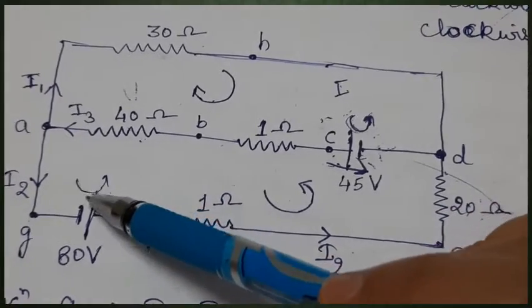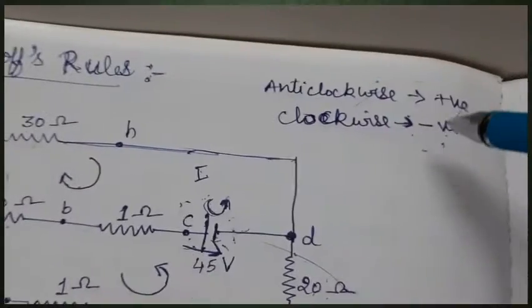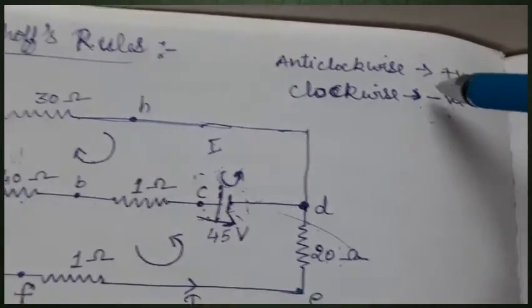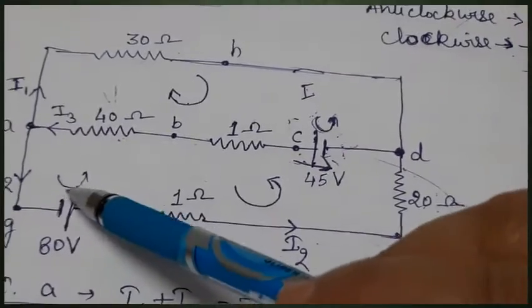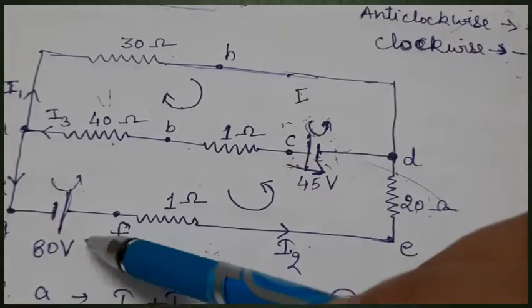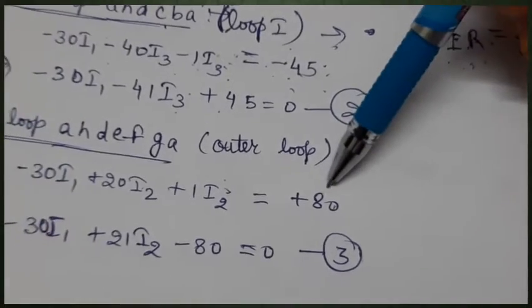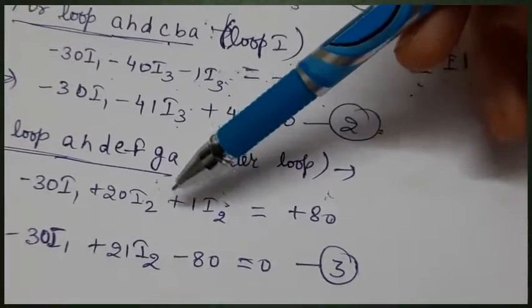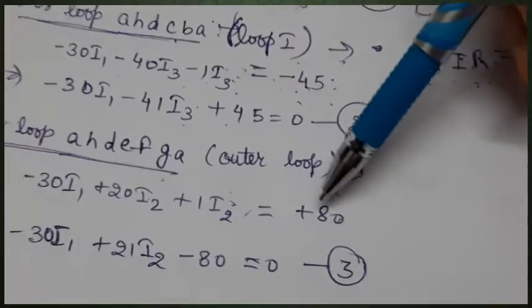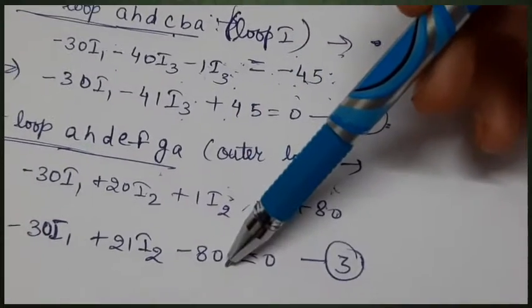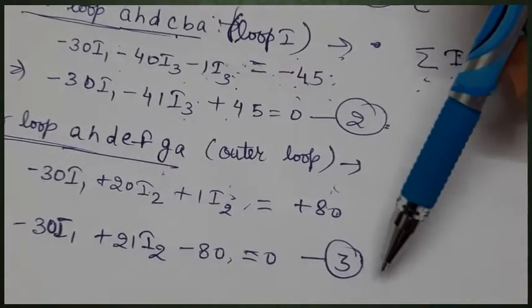Then we see the direction of the anti-clockwise current. Because anti-clockwise has been taken to be positive, and I have already given the rule for this, the anti-clockwise current will go from negative to positive of the battery. So we have to put a positive sign to the EMF, and that's plus 80. On solving it, we get 21 I2. If I transfer it to the other side, it becomes minus 80, and we get equation number 3.